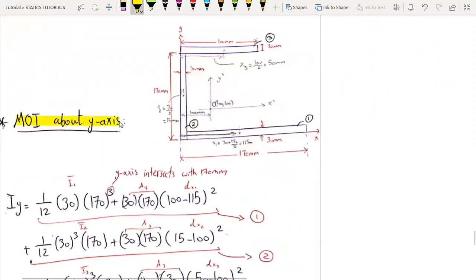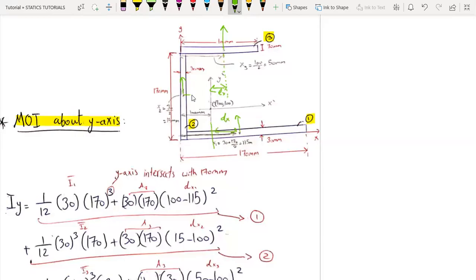About the y-axis, here we have segment number 1, segment number 2, segment number 3. We should draw our axes. So here it's the y. Here is the y axis for segment number 2. Here is the y axis for segment number 1. So we want to find this dx squared in the equation, which will be the distance from, let's say, the centroid of segment number 3 till the centroid of the whole system. So here it will be dx. Similarly, here it will be this distance dx.